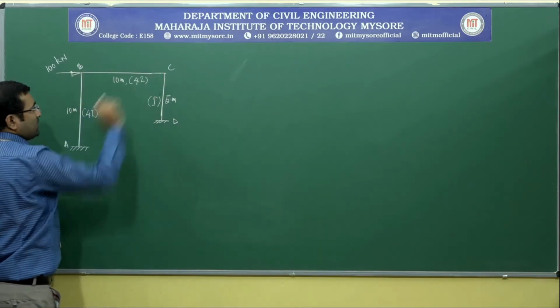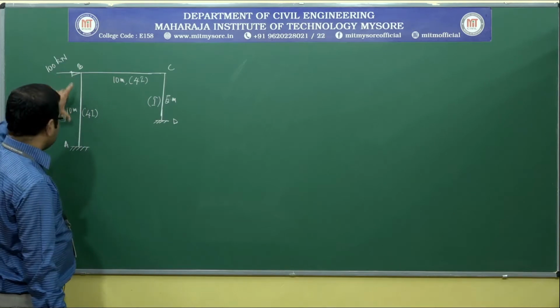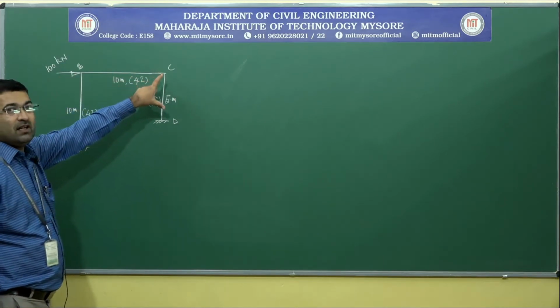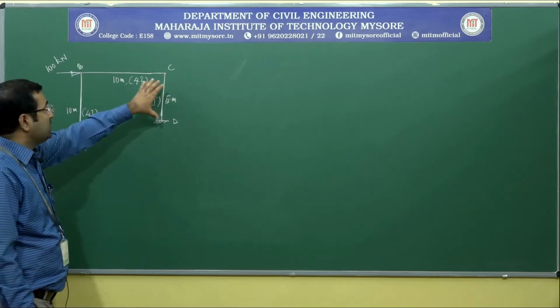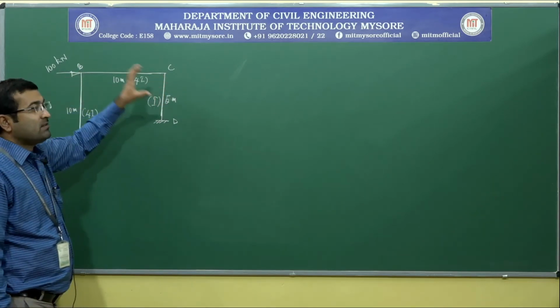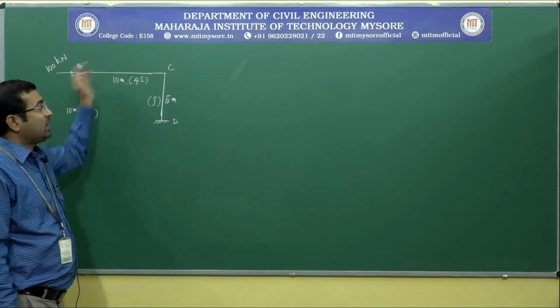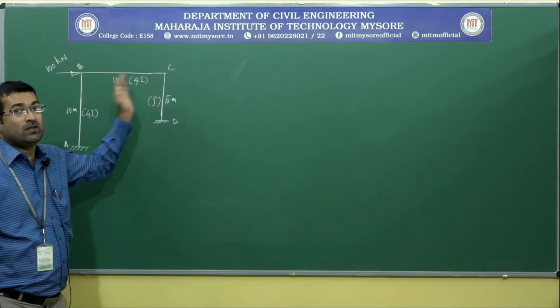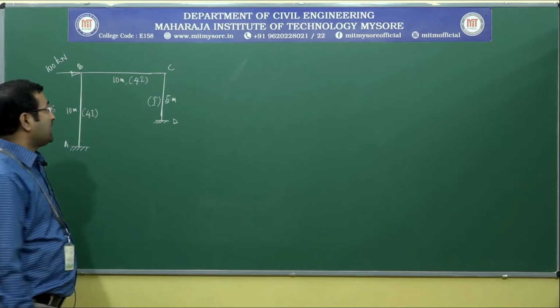The second reason is, you can see the frame is not symmetric, that is, the height of the column AB is 10 meter, whereas the height of the column CD is just 5 meter. So this is also one of the reasons by which we can say that the entire frame undergoes lateral displacement, that is, it will undergo the sway. That is the second reason.